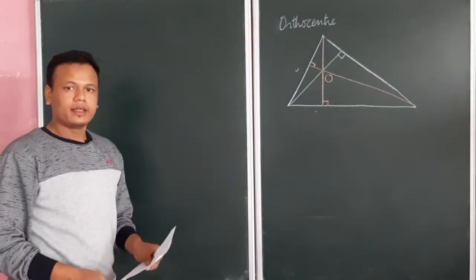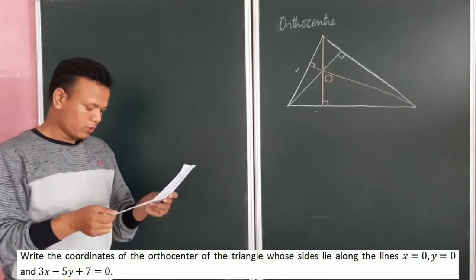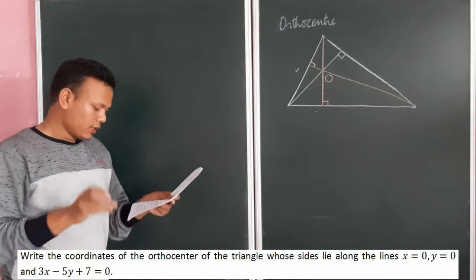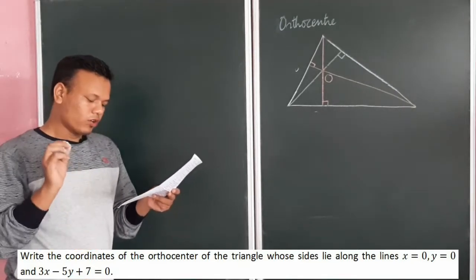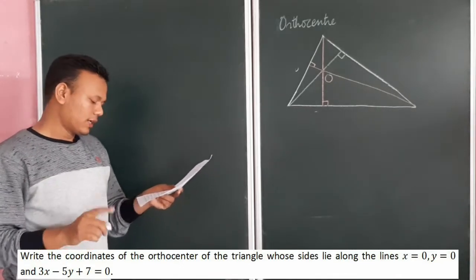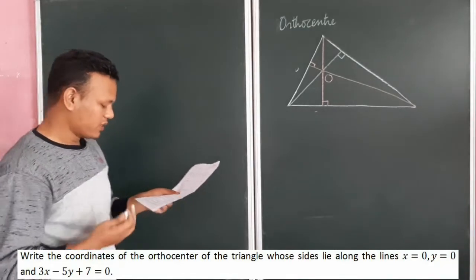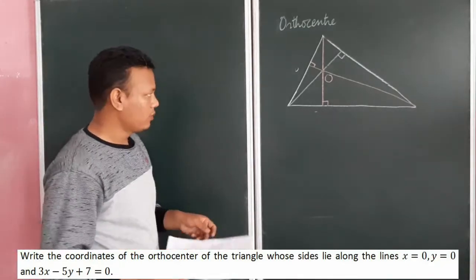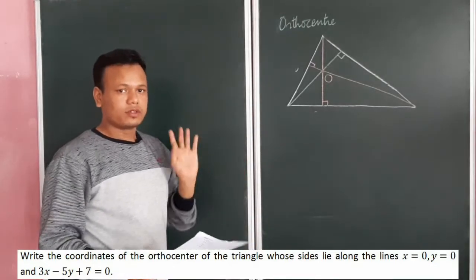Let me take the first question for the day, question number 7-2. I'm not doing question number 1, you will try that by yourself. Question number 7-2 says, write the coordinates of the orthocenter of the triangle whose sides lie along the lines x equals 0, y equals 0 and 3x minus 5y plus 7 equals 0. So basically there is a triangle given to you, and the 3 sides of the triangle are given.